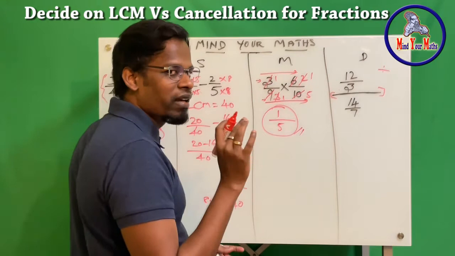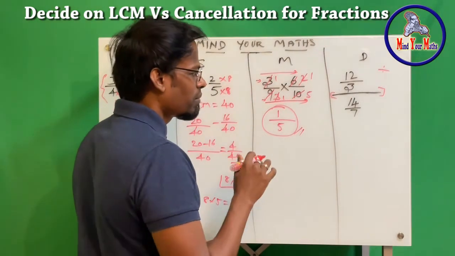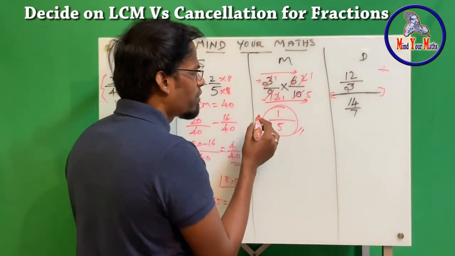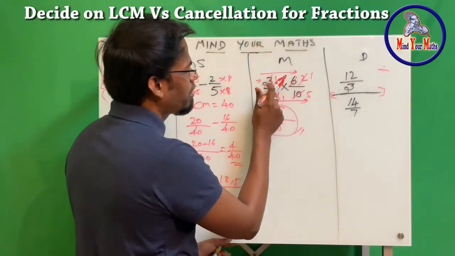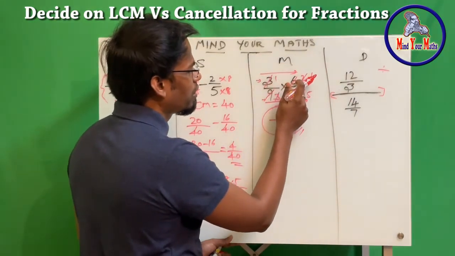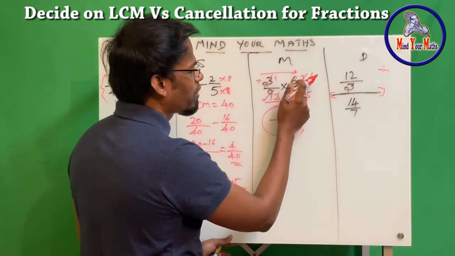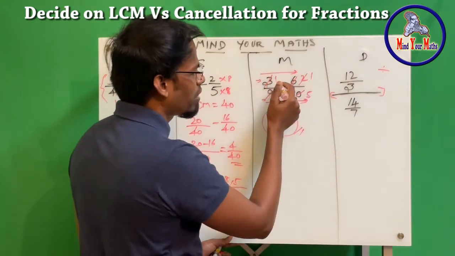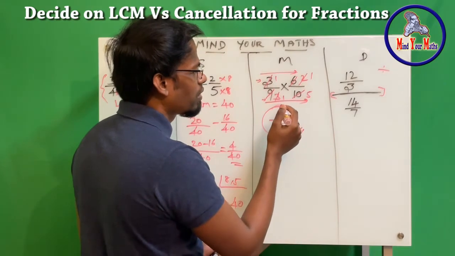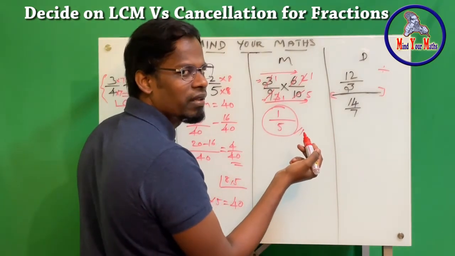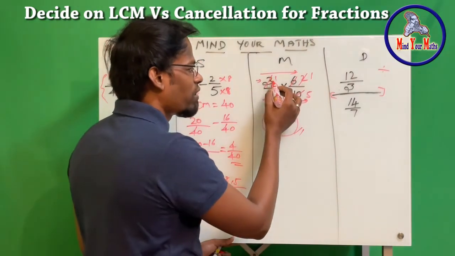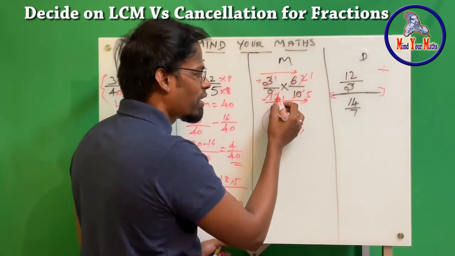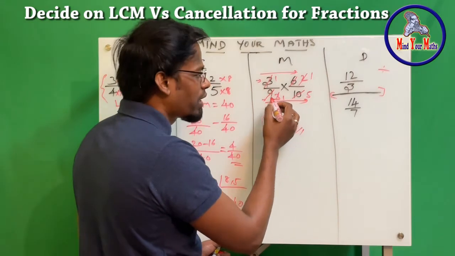Now some students might get confused. Oh, fine, I can see 3 here and this 6 here. Actually, both can go for 3. This one is 1 times 3 and this one is 2 times 3. Why can't I cancel that way? No, it is wrong. You must always pick up one value from the numerator and one value from the denominator. It can be anywhere.